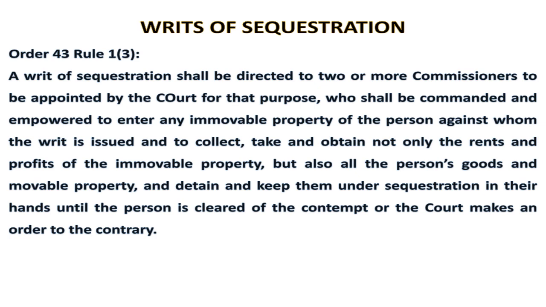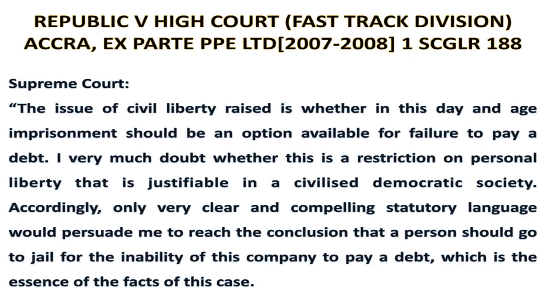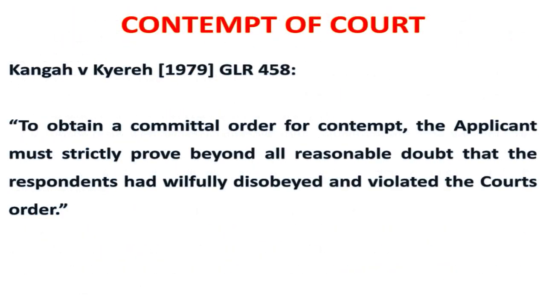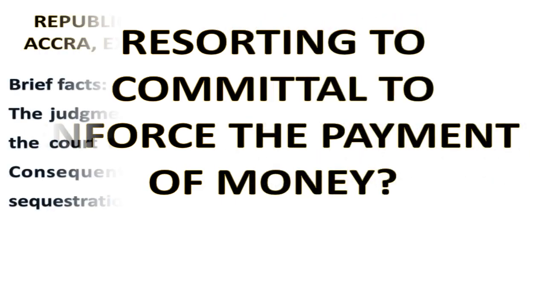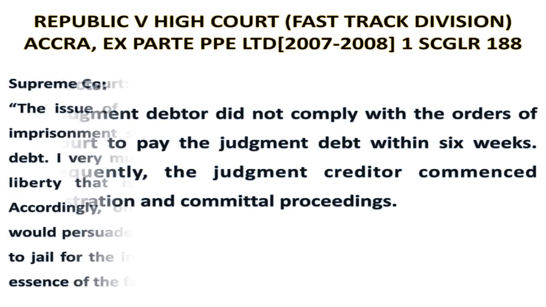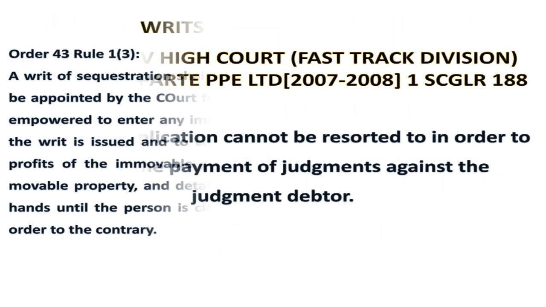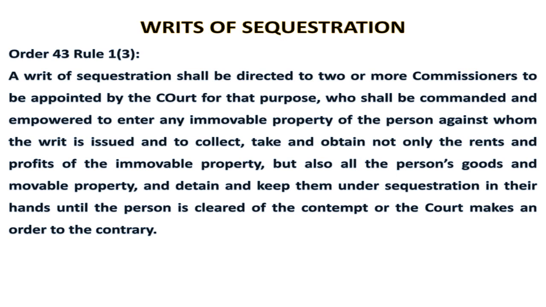To put this in a better context, remember what we saw under Order 43, Rule 5, which is the foundation to even bring sequestration. They say that there must be an order directing you to do something that you have failed to do. So sequestration is supposed to put you in a very uncomfortable position so that you comply with the orders of the court. Remember, under Order 43 Rule 5, we can only go for sequestration when there's an order directing you to do something that you fail to do.